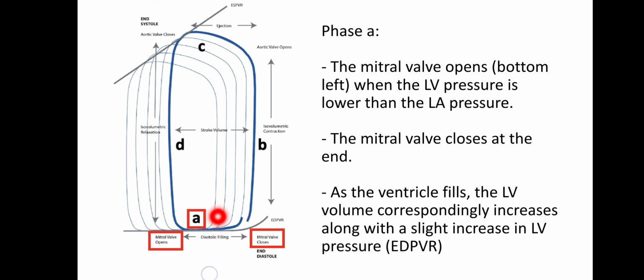Due to this increase in the LV volume, the pressure slightly increases from this point to this point. At this point, the pressure is LV end diastolic pressure, and the volume at this point is LV end diastolic volume. As the pressure slightly increases, there is a slight slope that is called EDPVR.